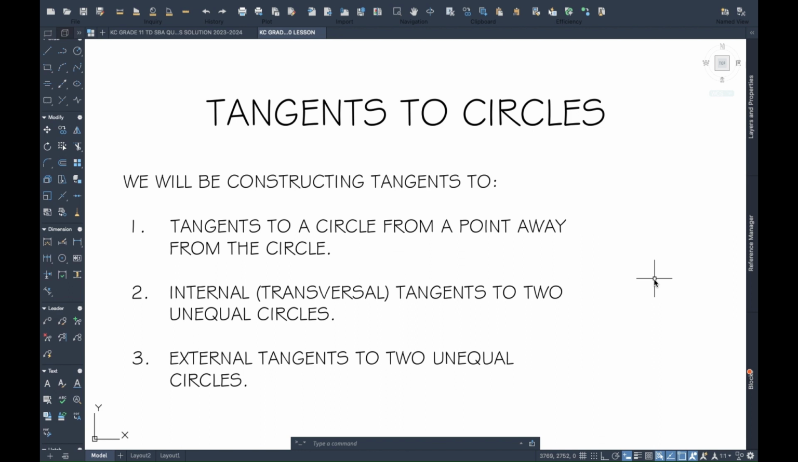Alright, here we go again. So, tangents to circles. Now we have three objectives here for this particular lesson.